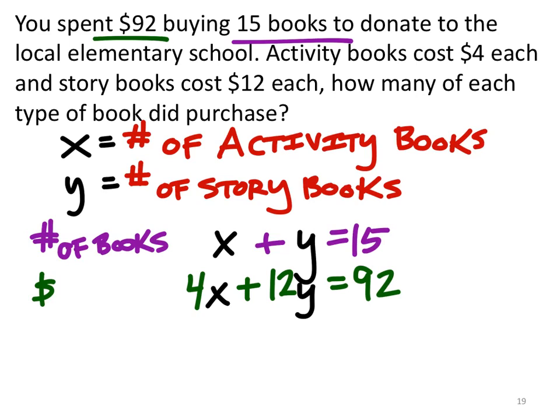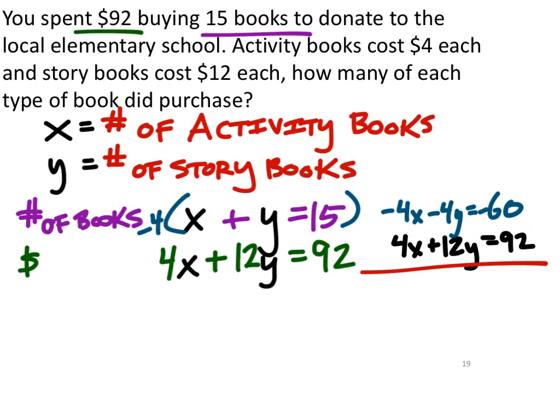All right, this looks like we're going to use the elimination method, although we don't have to. You could use substitution, or even graph it for that matter. But I'm going to use elimination on this one. What I'm going to do is multiply this top equation by -4, which means I am choosing to eliminate the x's. So I got -4x minus 4y equals -60.